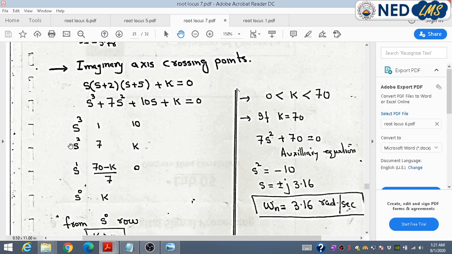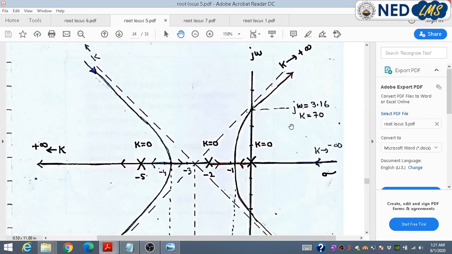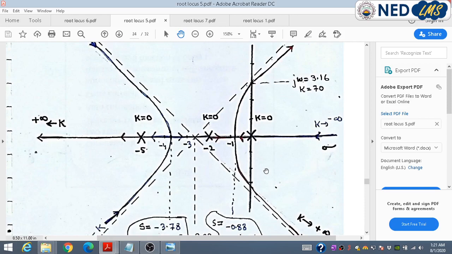7 is the coefficient of s square plus k, and k with s of power 0, because if the first term has s square, the second term has a power which is decremented by 2. Therefore we have the auxiliary equation 7s square plus k, which is equal to 70, equals 0, and from here the value of s comes out to be 3.16. By applying all these values in our root locus, the imaginary axis point comes out 3.16. The value of k is 70. In this way we have completed the root locus.